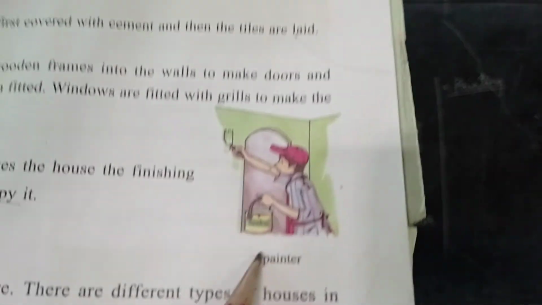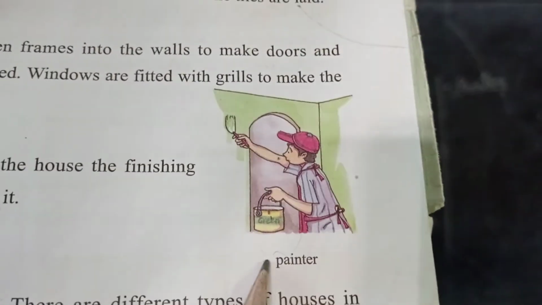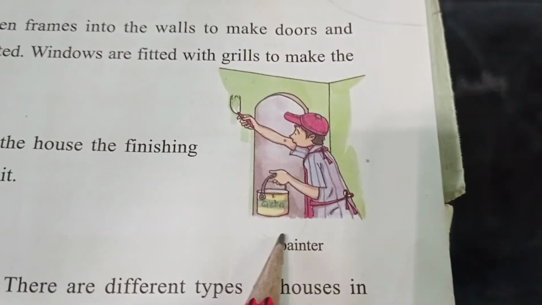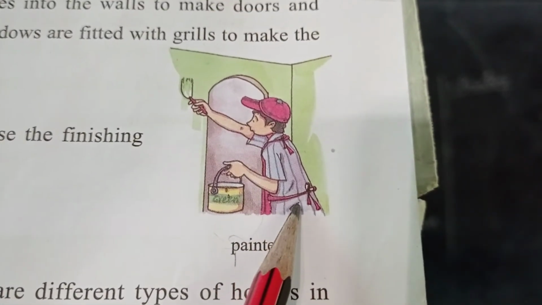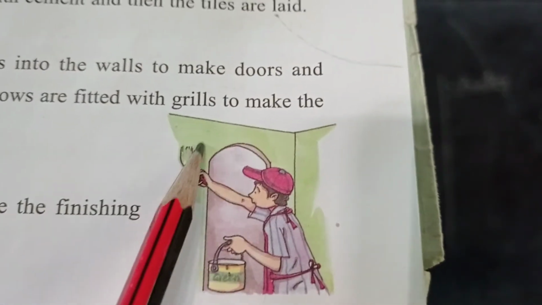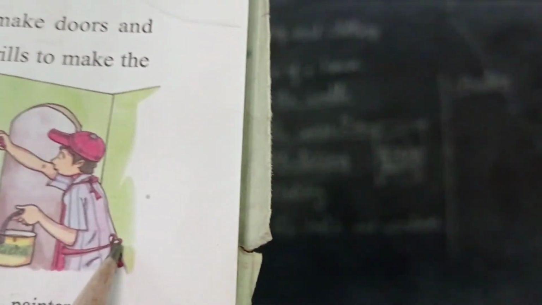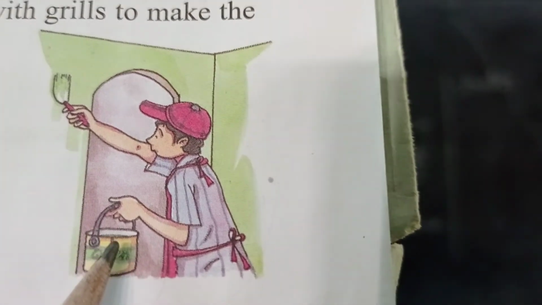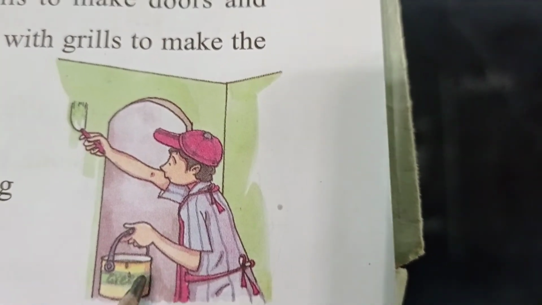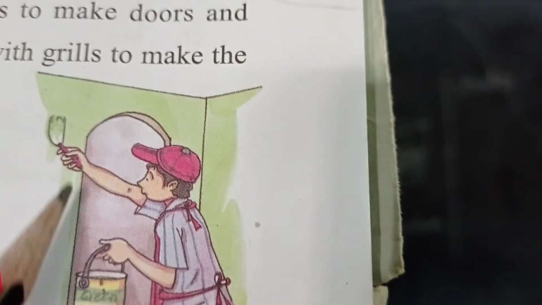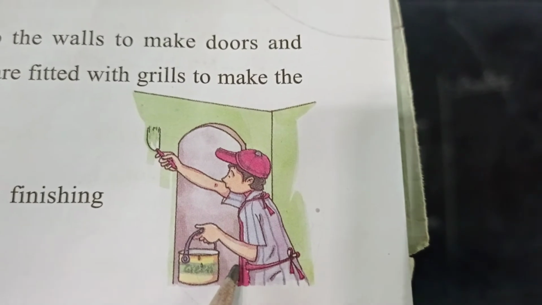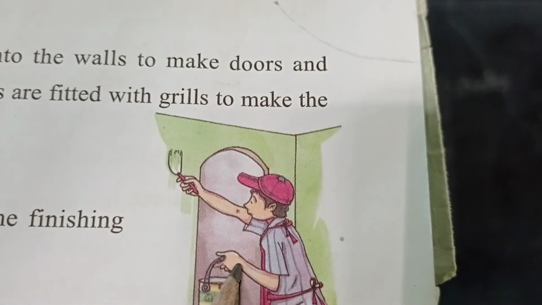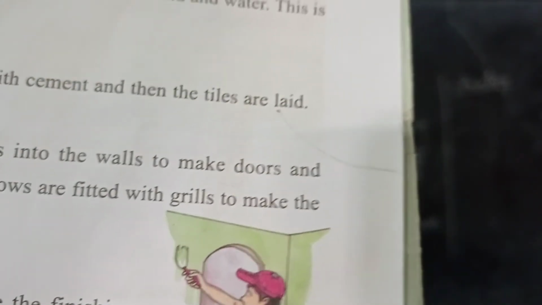Can you see? The painter is painting a house. Painting, the final stage, is painting. Painting gives the house the finishing touch and makes it ready for you to occupy the house. Is it not? So these many stages are there.